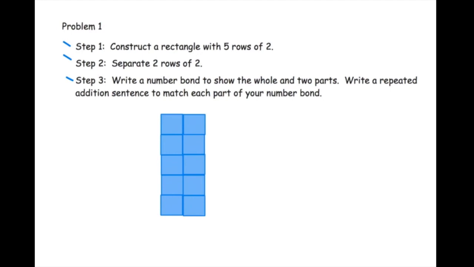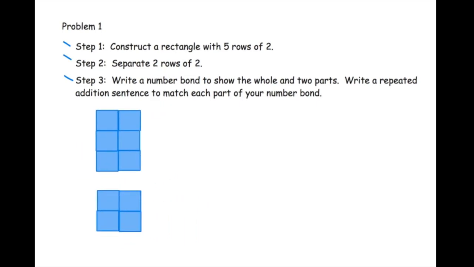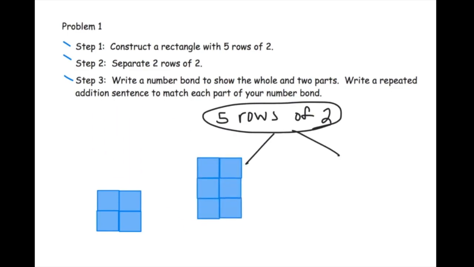Step 1. I've already constructed a rectangle with 5 rows of 2. Step 2. Separate 2 rows of 2. Step 3. Write a number bond to show the whole and 2 parts, and write a repeated addition sentence to match each part of the number bond.